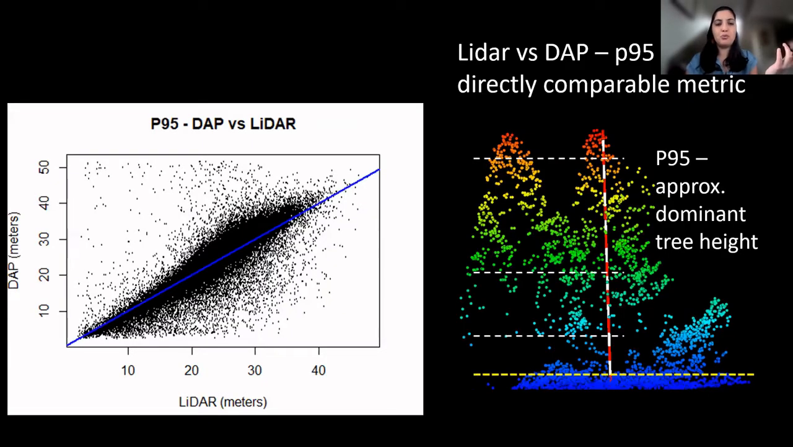And we didn't just do visual analysis to see how DAP compares to lidar. We did actually compare between a handful of metrics that come out of both lidar and DAP, and the one that has the easiest one-to-one relationship, as you can see by this best fit line here, is P95. Now, what is P95? It's a statistical measure of the point cloud, and it refers to the 95th percentile of the height points. Functionally, it's the approximate dominant tree height. So if you had dominant tree height from lidar and you had dominant tree height from DAP, they're pretty much going to have a nice close relationship, and you can feel good about using DAP-derived dominant canopy height.